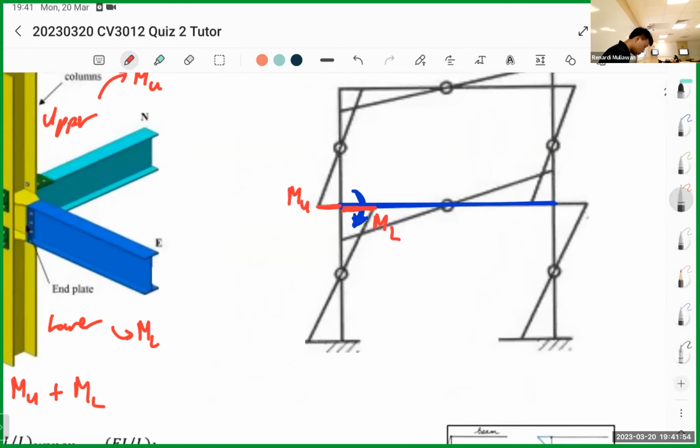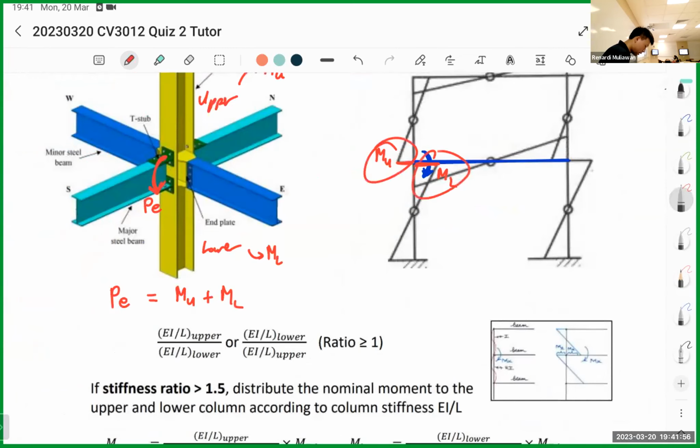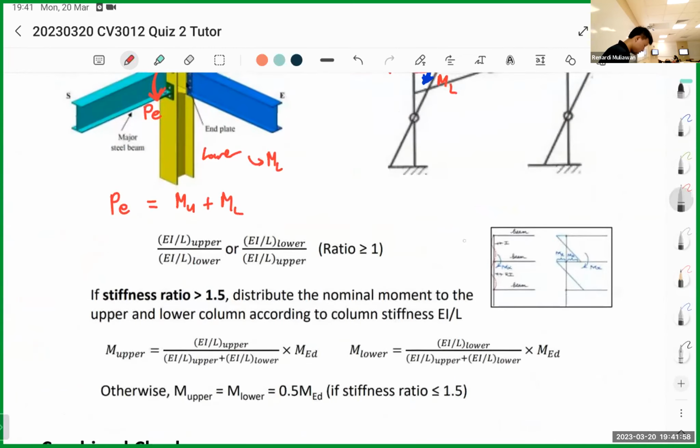So how you know MU and ML is by using the stiffness ratio. Stiffness is EI over L. E is the elastic modulus or Young's modulus. I is your second moment of inertia, the second area moment. And L is just the length.